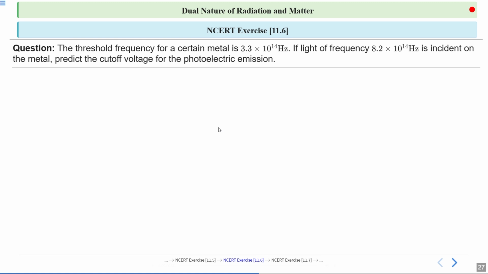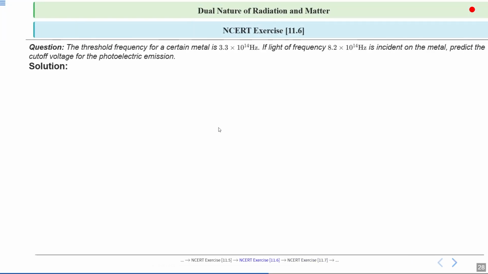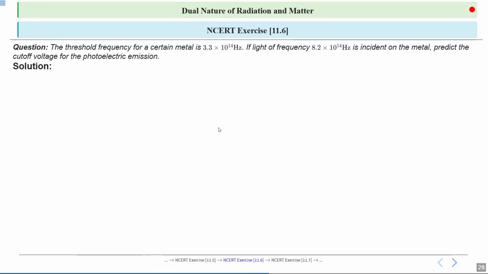The threshold frequency for a certain metal is 3.3 into 10 raised to the power 14 Hertz. If the light of frequency 8.2 into 10 raised to the power 14 Hertz is incident on the metal, predict the cutoff voltage for the photoelectric emission. So here you have to find out the cutoff voltage. Let's see the solution.